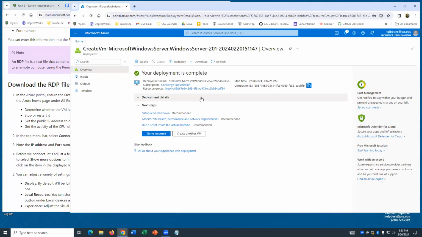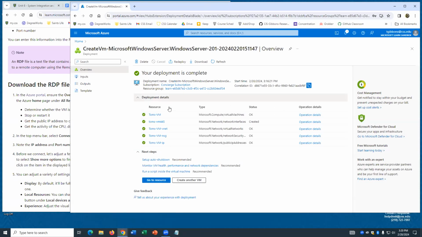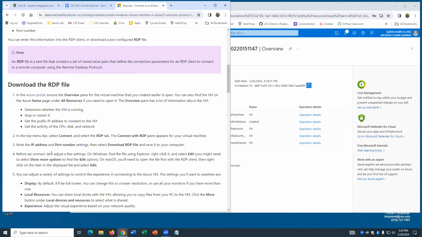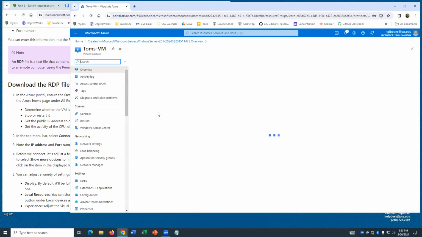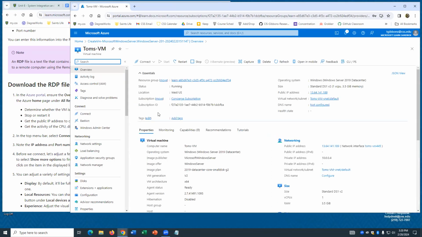We want to get the public address of this. Here's my VM. So we're going to try to connect to it. Okay, yeah, this is the window I want to be at.